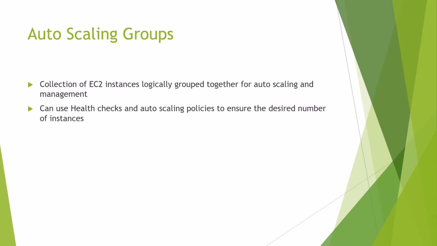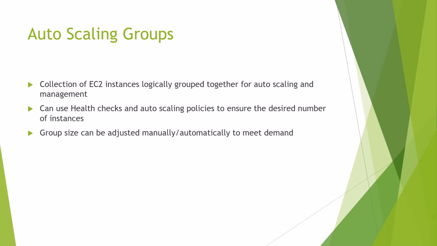Auto scaling groups can also use health checks and auto scaling policies to ensure the desired number of instances are available at all times. Suppose you have two instances running and one of them goes down. The health check will remove that instance and start a new instance to replace it, just to ensure your minimum capacity is there all the time.